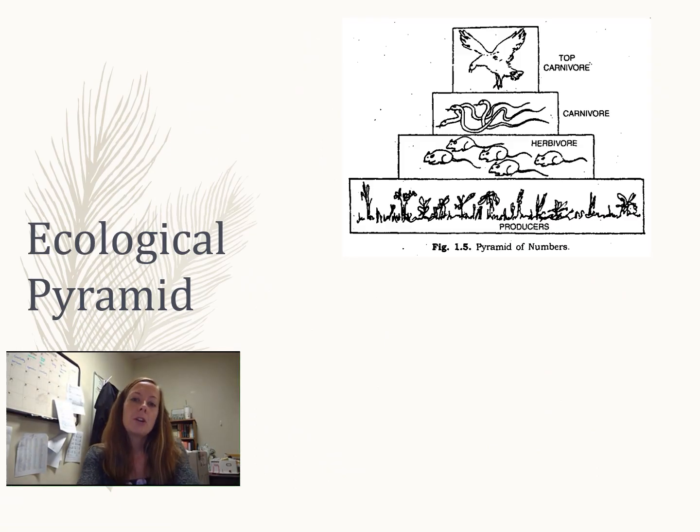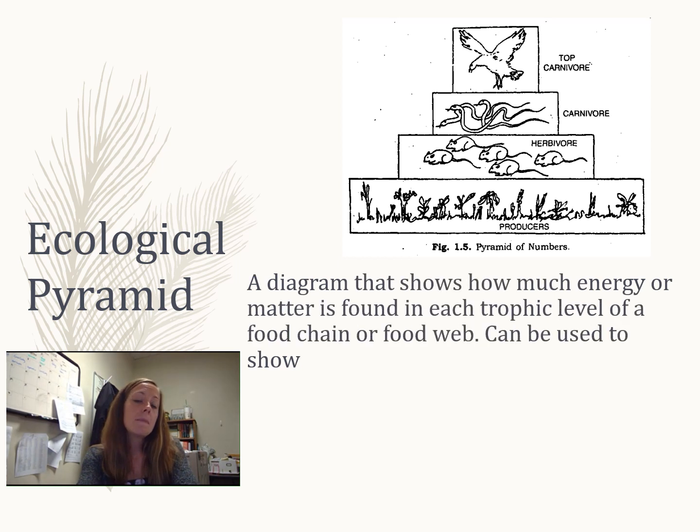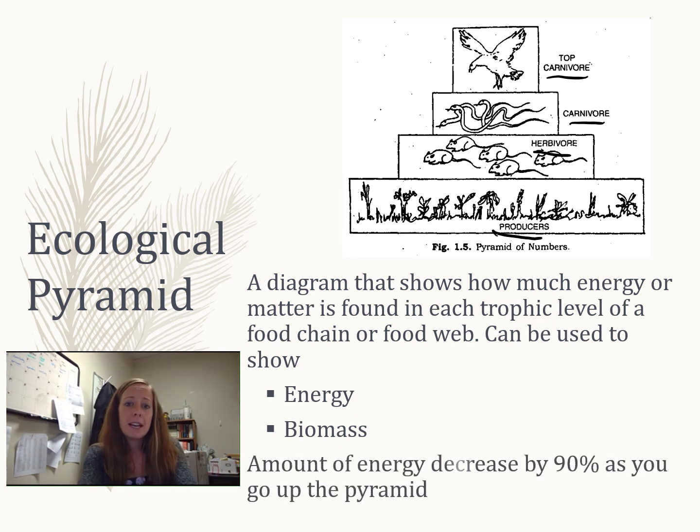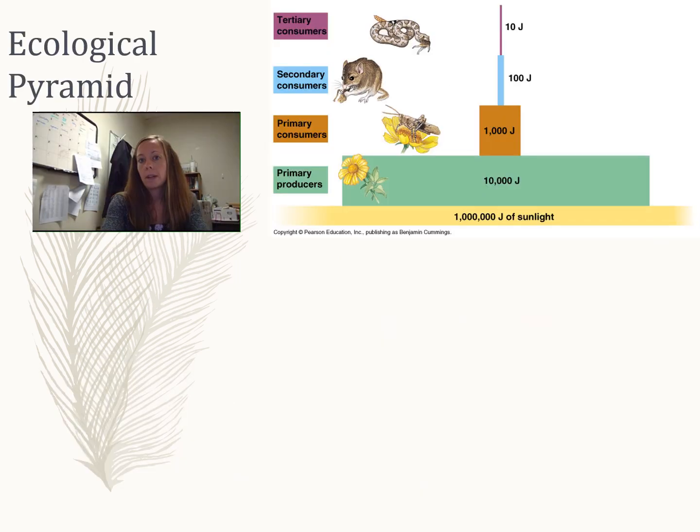An ecological pyramid is a diagram that shows how much energy or matter can be found at each trophic level of a food chain or a food web. So at each level, at the producer level, at the herbivore, at the carnivore, and at the top carnivore, how much energy do we have there? We can show energy in these. We can show biomass in these. We could also show population size if we wanted to. What you need to realize is that as we go up, we're decreasing in size, and we actually decrease by 90% as we go up the pyramid.